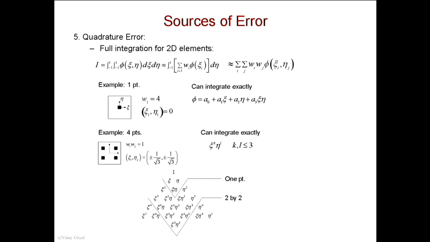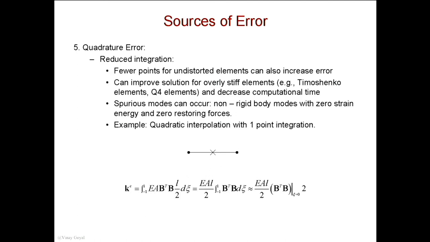This was also discussed previously, just reminding you about this because I need to cover some topics here. Reduced integration: we found for Timoshenko as an example that it actually improved the solution, because the full integration was making the element behave fairly stiff, but by reducing the number of integration points, we made it softer. We made it behave like the exact solution we found. So fewer points usually can be okay for undistorted elements, but can increase the error, right? So it can improve the solution for overly stiff elements like we found with the Timoshenko beam. And Q4 elements also become locked if you have just a single row of elements. We saw that the solutions become stiff. Using reduced integration can help.